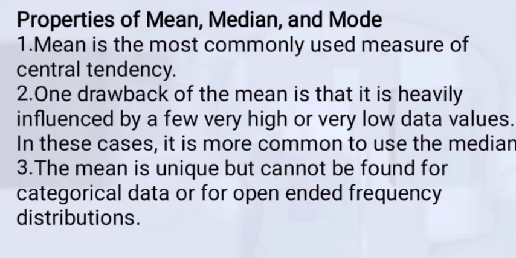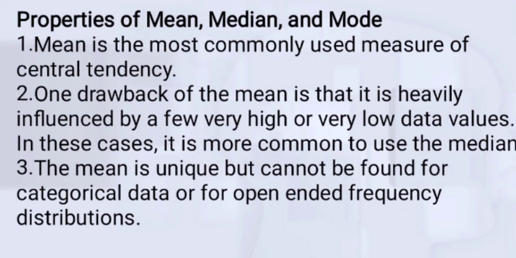So we have the properties of mean, median, and mode. The mean is the most commonly used measure of central tendency. One drawback of the mean is that it is heavily influenced by a few very high or very low data values. In these cases, it is more common to use the median. So if there are very high or very low data values, it is preferable to use the median.